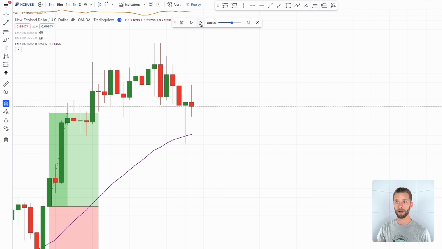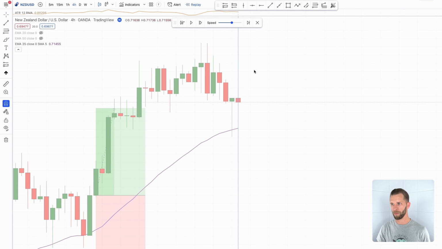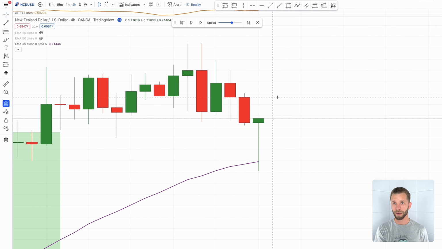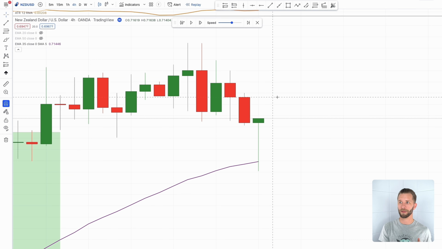So we continue on. We're going to look for another trade setup, and we've actually just had one here. Going to reverse that one candle so we're not getting a preview of what's happening. So once again, we're going to need to check over our strategy outline. We have our trade setup. Price action pulls back to the 35 EMA. Check, it has done that.